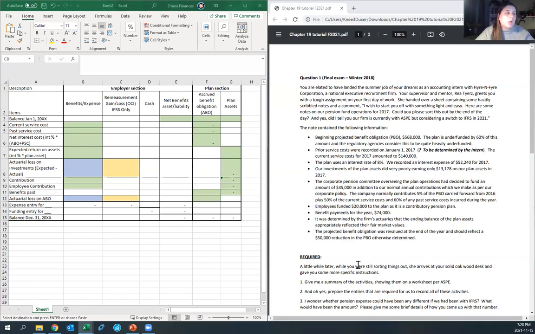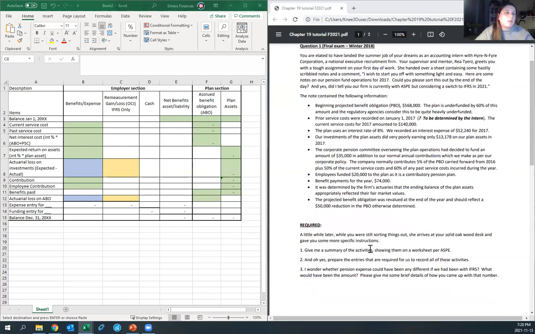A little while later, while you were sorting things out, she arrives at your solid oak wood desk and gave you some more specific instructions. Give me a summary of the activities, showing them on a worksheet for ASPE. So we're going to do that first.